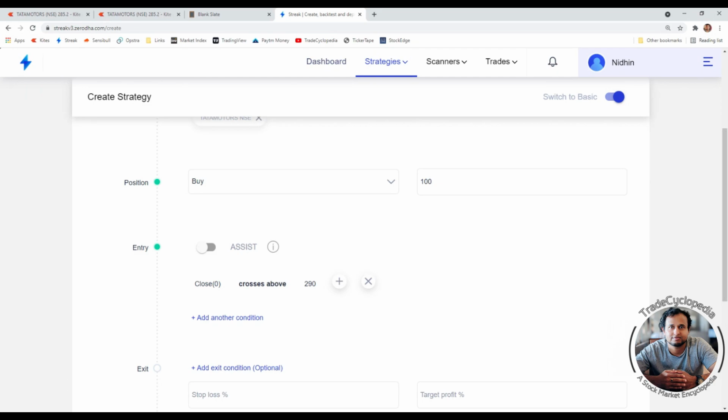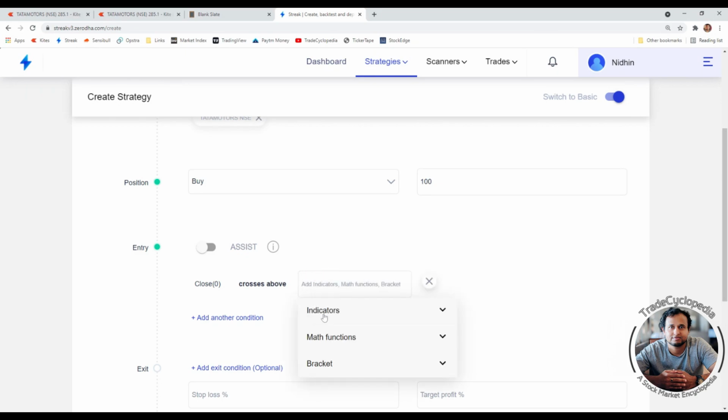But if tomorrow a gap up open happens, then it will wait for the first 5 minute candle, because that first 5 minute candle will be opening, right? If that 9:15 to 9:20 candle, the first 5 minute candle, closes above 290, then this order will get executed. I hope you have understood the difference between that. So this can be used under this scenario.